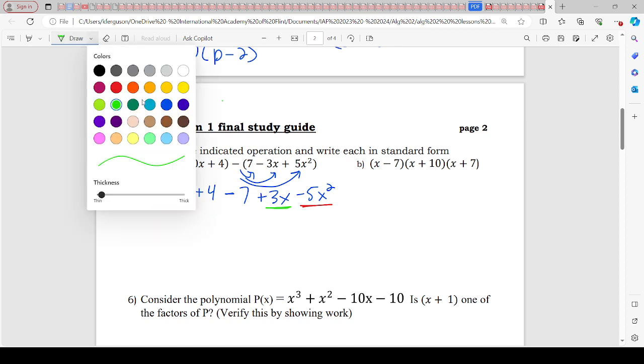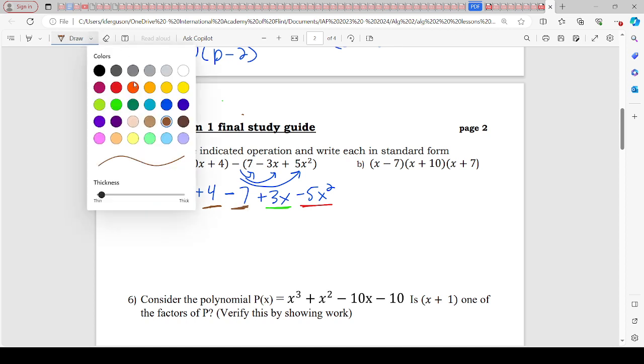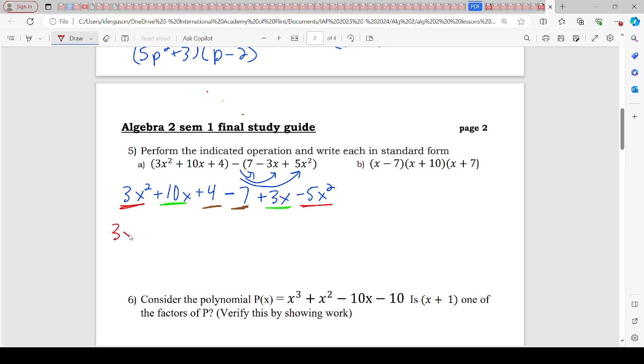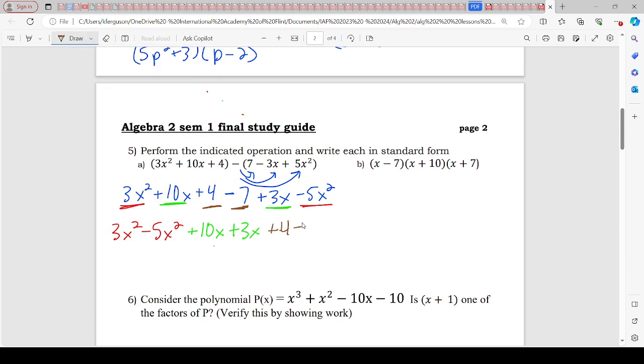I think before I had you putting shapes. I got colors, so I'm going to use colors. Matter of fact, let's keep it like that. So that's going to be 3x squared minus 5x squared, and then plus 10x plus 3x, and then plus 4 minus 7.